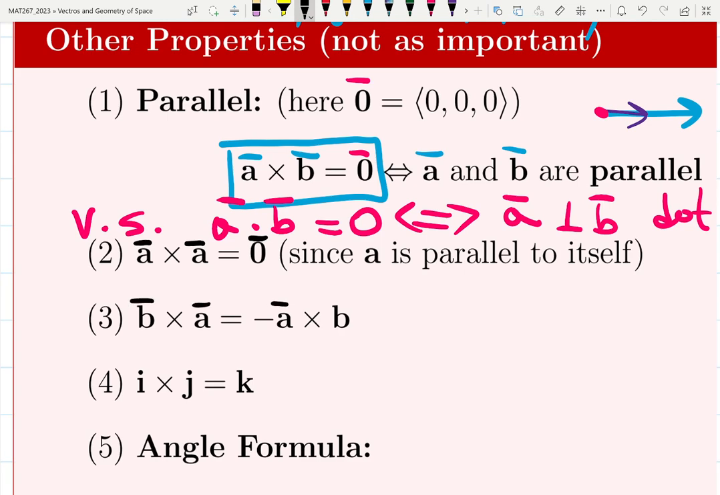B times A is minus A times B. We wrote this down. Any combination of I, J, K gives you the other vector when you do the cross product. That is because I looks towards you, J looks away, and K looks up. So they're all perpendicular, I, J, K. That's why they are so awesome. They're actually part of the property.